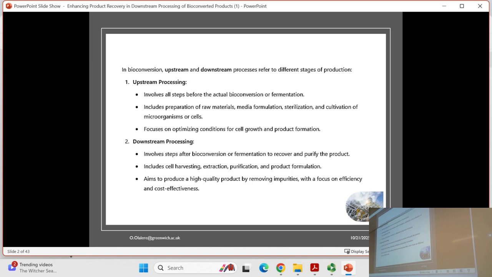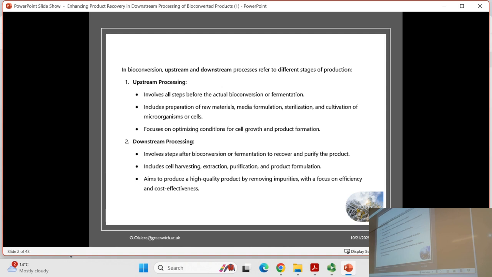So it involves steps after the bioconversion or fermentation process to recover or purify the products. Now, the microorganism has already finished the death phase, right? And you have what? You have your products. How do you remove your products from the dead microorganism or from other bioproducts? And that's the separation process.